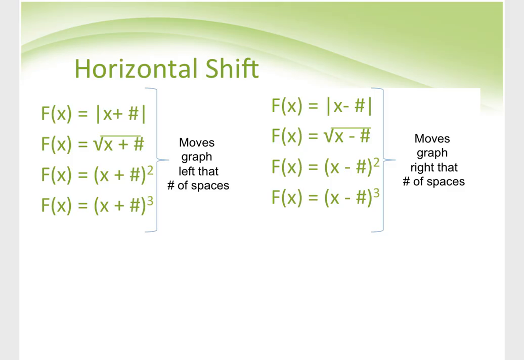All right, next up is the horizontal shift. This happens inside the function, so in between the absolute value, underneath the square root, inside the parentheses, or if it was the reciprocal function, in the denominator. And this one goes left to right, but the opposite of what you would think. If it's a plus, it goes left. If it's a minus, it goes right.